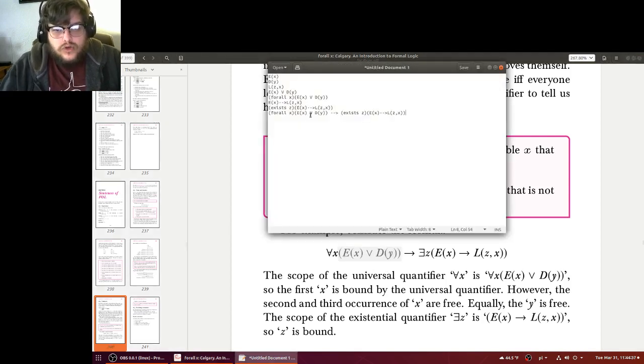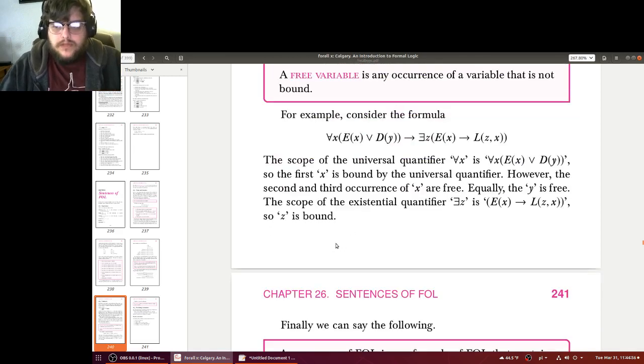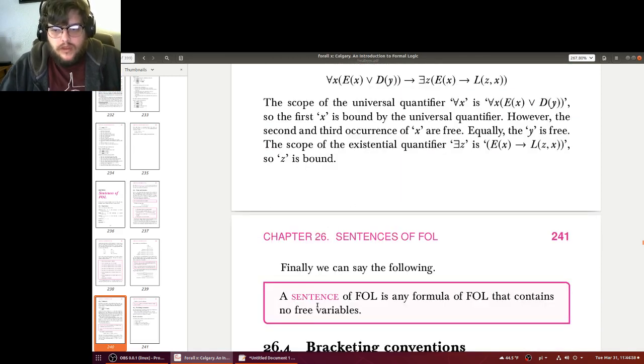If we had constructed it a little differently, and maybe formed this one implies this, and then added the for all, then the for all's scope would be everything, and these would end up being bound. So identifying bound and free variables is one of these fundamental things you need to be able to do.